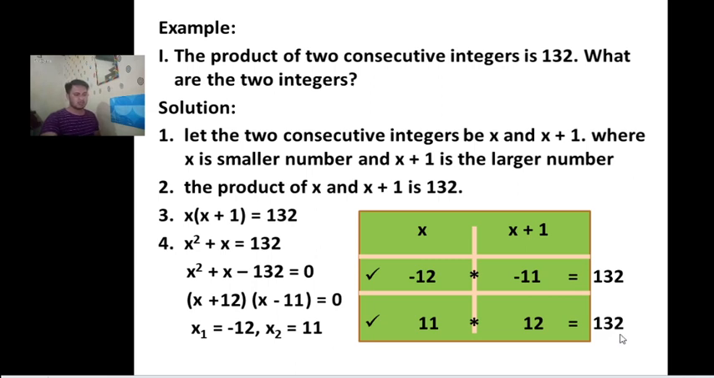So therefore, we can conclude now that there are two sets of answers in our problem. The first set is negative 12 and negative 11. In the second set, we have 11 and 12. Again, the two sets are to be considered because we are talking about integers, and integers can be positive or negative.